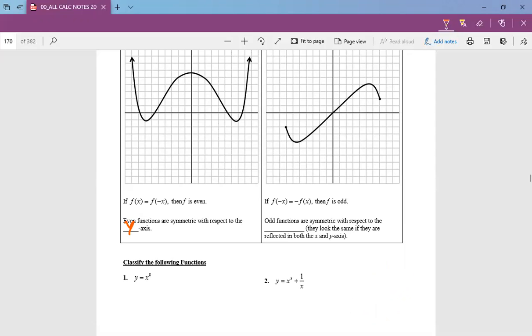The odd piece means if f of negative x is equal to the negative of f of x, it is defined as an odd function. So this ends up being a vertical reflection and a horizontal reflection going on. Or does a horizontal reflection get to the same point as a vertical reflection? Odd functions are symmetric with respect to the origin.